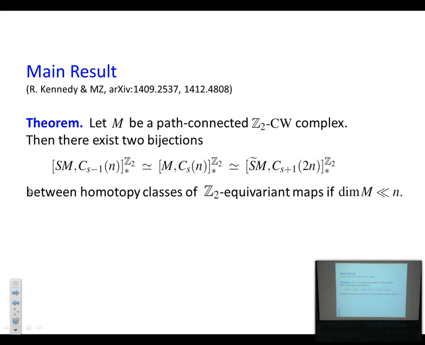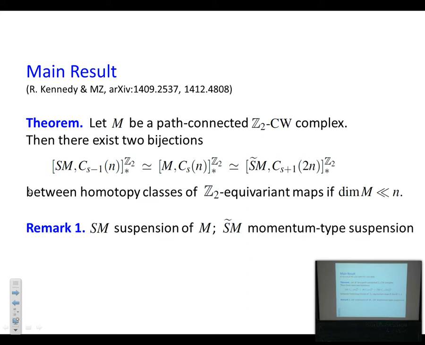Provided that M satisfies some technical condition, it has to be path connected, but more importantly, it has to be a CW complex. We are rather happy with this because that's a rather weak assumption. More important is that we have to be in low dimension. The dimension of M has to be much smaller than the number of bands.